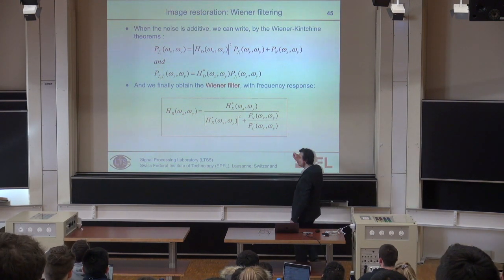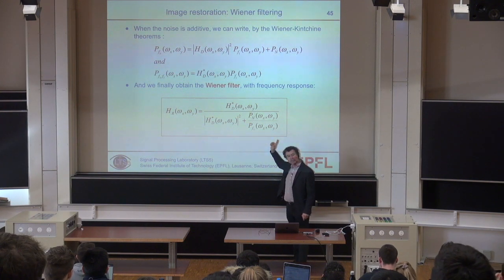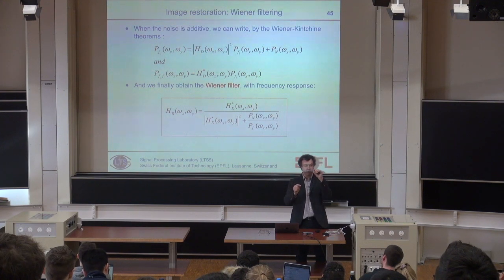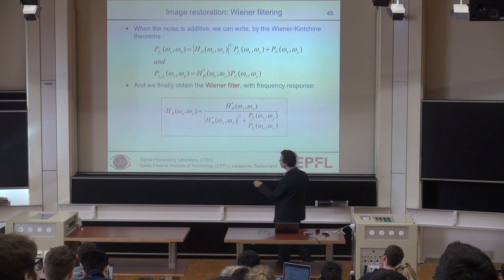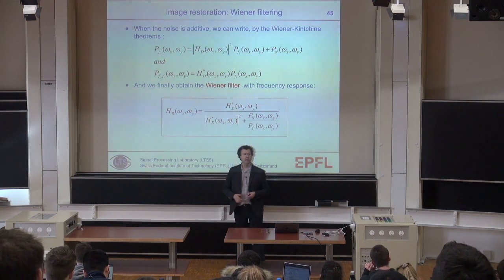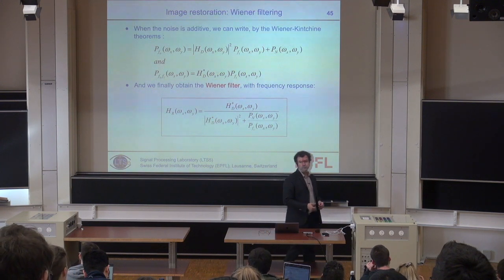I'm much more interested in analyzing this, because this is the solution of my minimization problem. I wanted to minimize the difference between Fi and Fi hat. And this gives me the solution. The ideal filter in the Fourier domain is this. It looks complicated, but it's not actually.